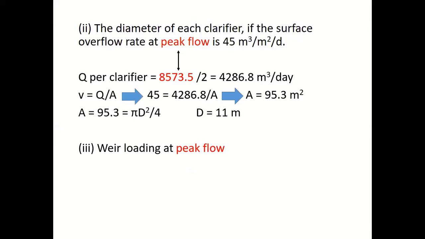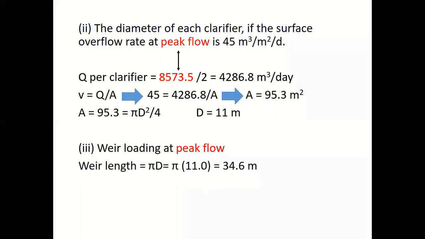Notice that we are using peak flow only. We are not using the average flow. This is required by the question. Okay. So the weir length equals pi times d, and here we use pi times d, not 2. So we use only for one clarifier. Why? Because the wastewater is already divided from the beginning. It's already divided between two clarifiers. Okay, so they are not sharing the flow. So it's considered as separate lines, two separate lines, two parallel lines. Okay, so the weir length equals pi d. So pi times 11 equals 34.6 meter.